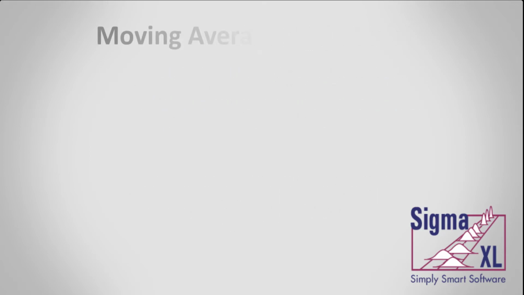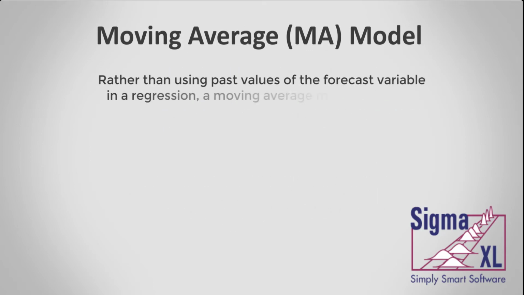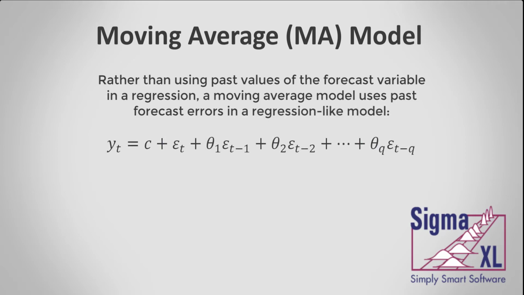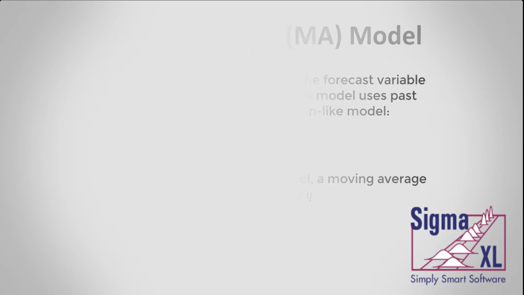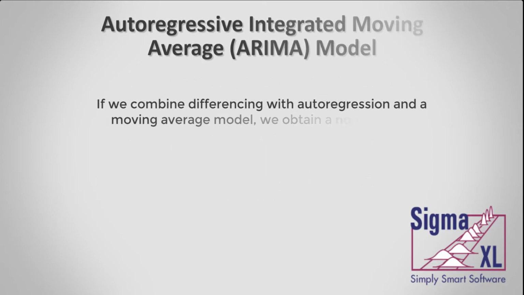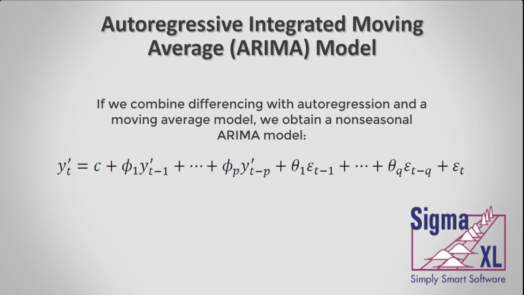In a moving average model, rather than using past values of the forecast variable in a regression, a moving average model uses past forecast errors in a regression-like model. We refer to this as a moving average model of order q. If we combine differencing with autoregression and a moving average model, we obtain a non-seasonal ARIMA model.